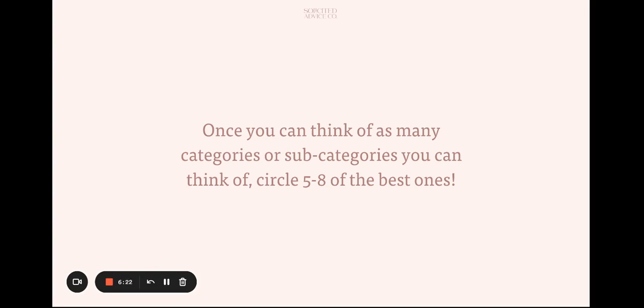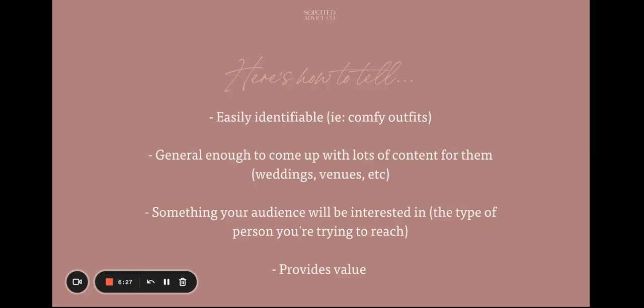I want you to pick the ones that you know you can produce content for. How can you tell that it's a content pillar that is meant to be included on your list? First of all, it's easily identifiable. So if you think about comfy outfits, right? That's pretty basic, right? It's easily identifiable versus comfy outfits to work from home in. That might be a little bit more specific. They're general enough to come up with lots of content. So I mentioned, if you're in the wedding space, you can put real weddings, venues, vendor tips, etc. They're general enough that you feel like you can support a content structure underneath it.